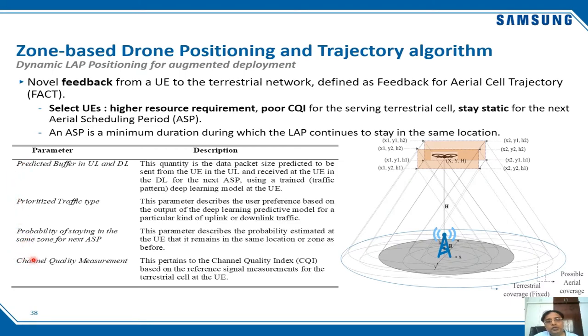So how does it work? Intuitively, if the predicted buffer is very high in the future, the prioritized traffic type is downlink, the user is highly probable to be static, and it has a bad channel quality with the terrestrial cell, then there is a higher probability that the drone cell is going to select that user to be served through the drone cell. That's very critical, and so far this is the only work that does something like this.